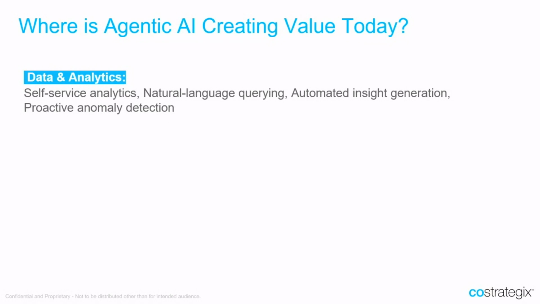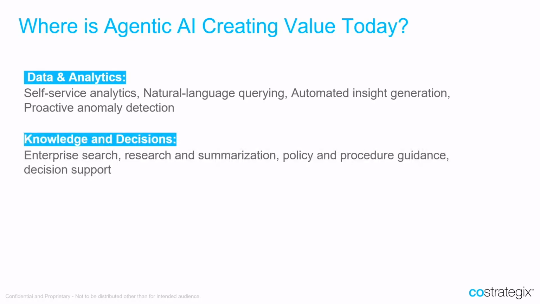And also in some other back of the house things, say you have an observability tool, you want to see why a pipeline failed. You might deploy an agent there that can give you a lot of specific root cause analysis, so you can go fix the problem. Those are some places in the data analytics landscape itself where agentic AI is prominent. The other place we see quite a bit of activity is in the knowledge and the decision space. Enterprise search, research summarization, policy, procedure, guidance, and decision support.